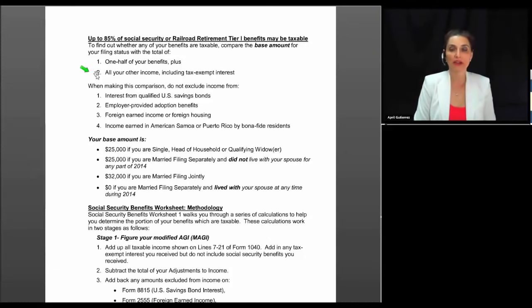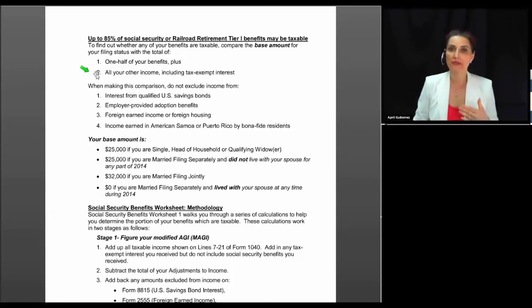So the first part in determining whether or not your client has taxable Social Security benefits is to know what those base amounts are. There are 2 base amounts to be aware of. The first one is $25,000 if you are single or head of household or married filing separate but did not live with your spouse at any time during the year. And the second base amount is $32,000.